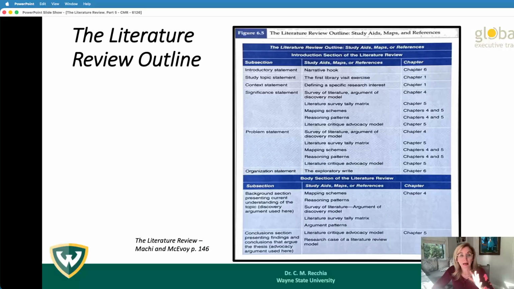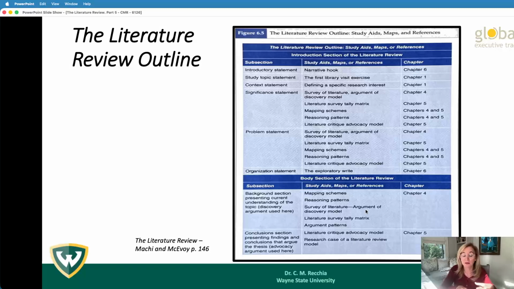So I think this is the last slide in the book. So the literature review outline. This is really a nice little reference. This is page 146. So where do all these things come from, and how can we use everything we've put together? This kind of just gives you a little aid in using everything you've put together to create all of these different sections. So a lot of it, of course, is the literature survey tally matrix. You see the mapping schemes, reasoning patterns. That's what is going into these sections.